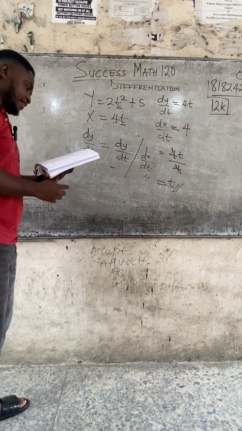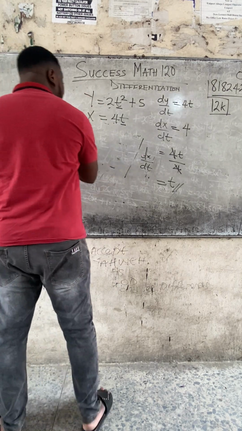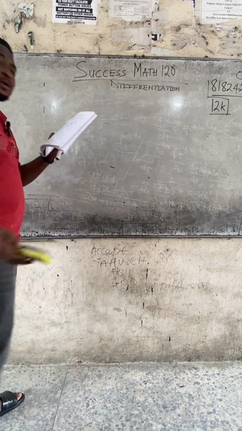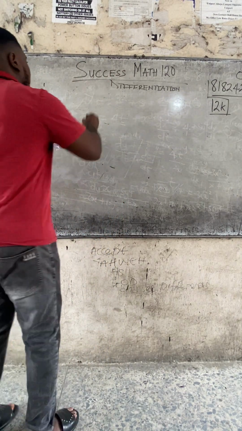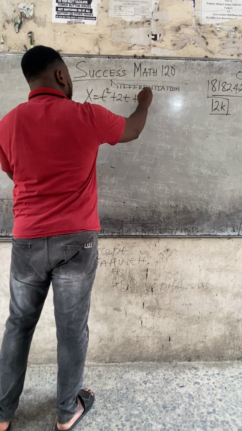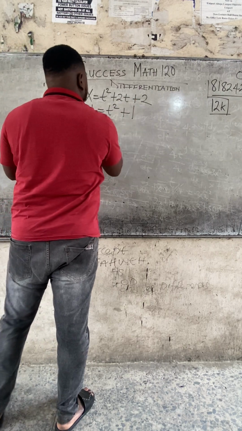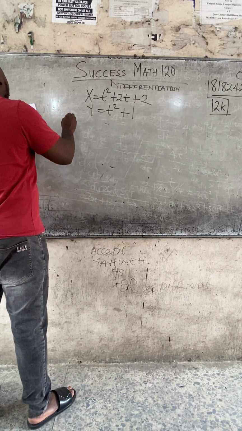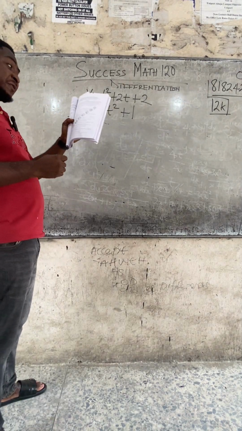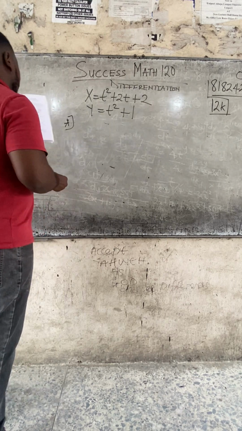Class, take this question down. Find dy/dx if x equals t squared plus 2t plus 1 and y equals t squared plus 1. If you have your past question, go to page 53. You see it there. To be sure that you have the correct past question. Page 53, question 3.